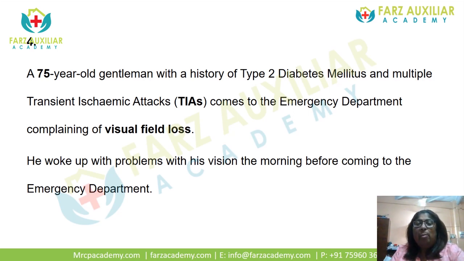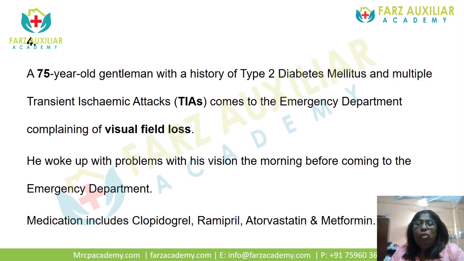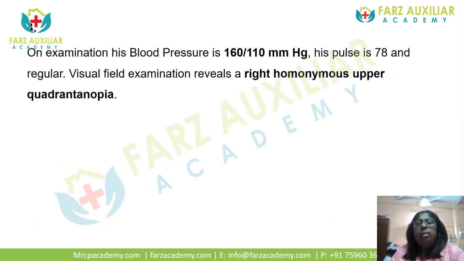Medication includes clopidogrel, ramipril, atorvastatin, and metformin. On examination, his blood pressure is 160 over 110 millimeters of mercury. His pulse is 78 and regular. Visual field examination reveals a right homonymous upper quadrantanopia. Where is the most likely site for the underlying lesion?